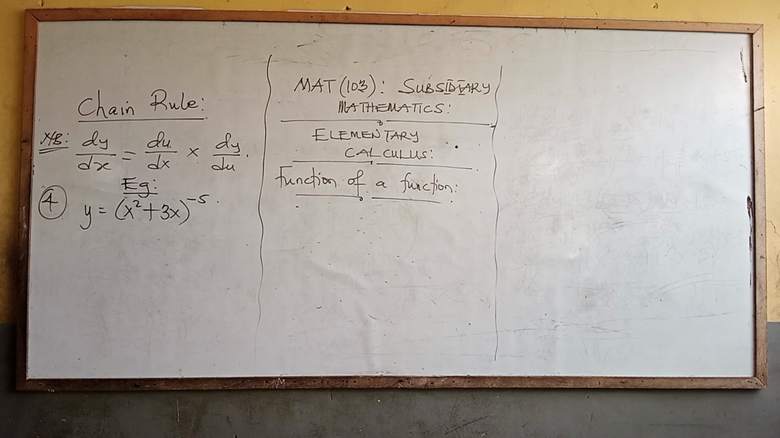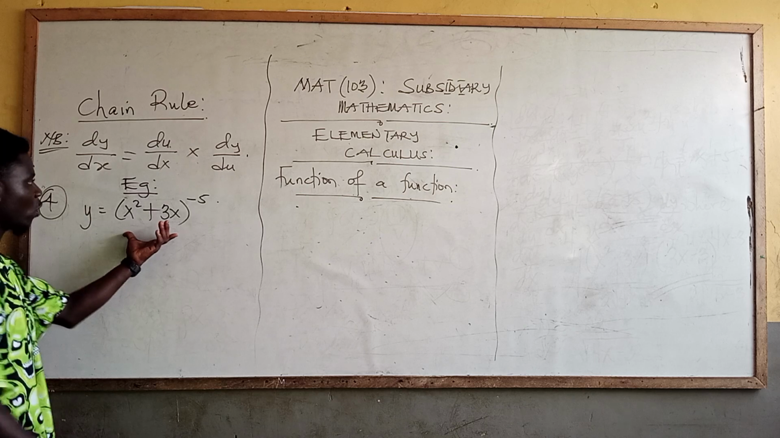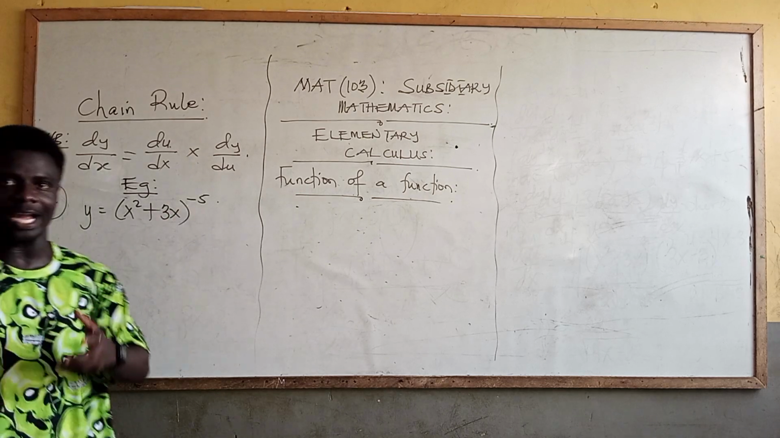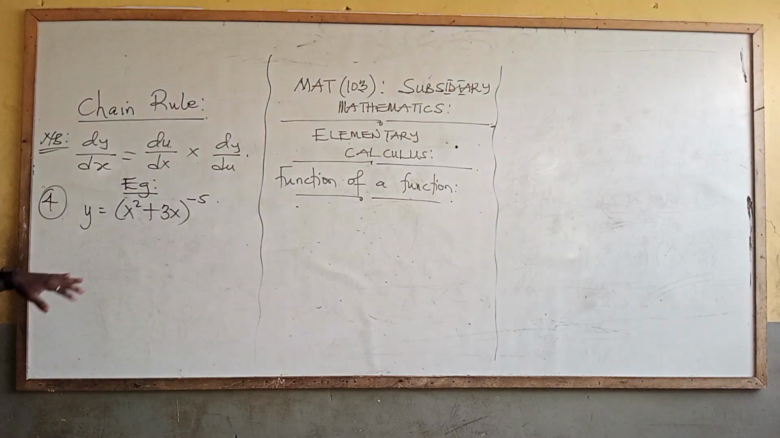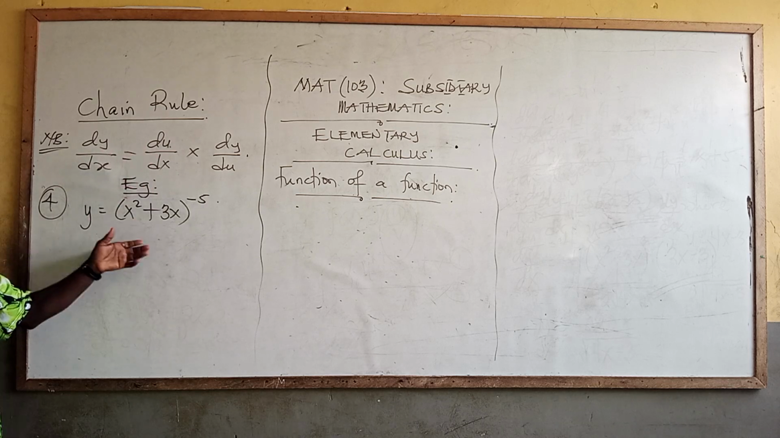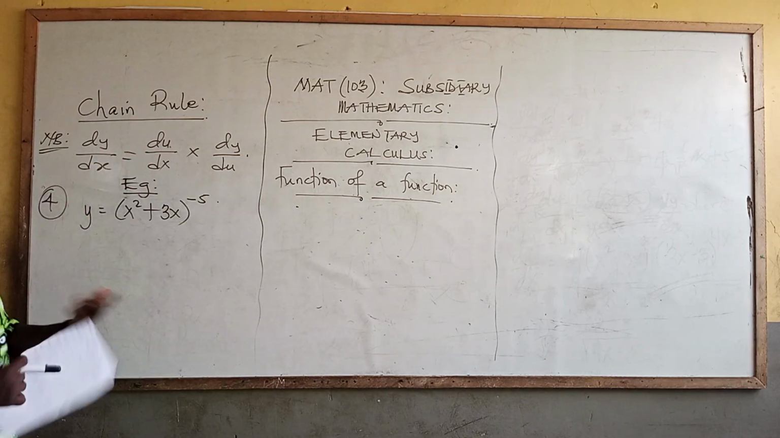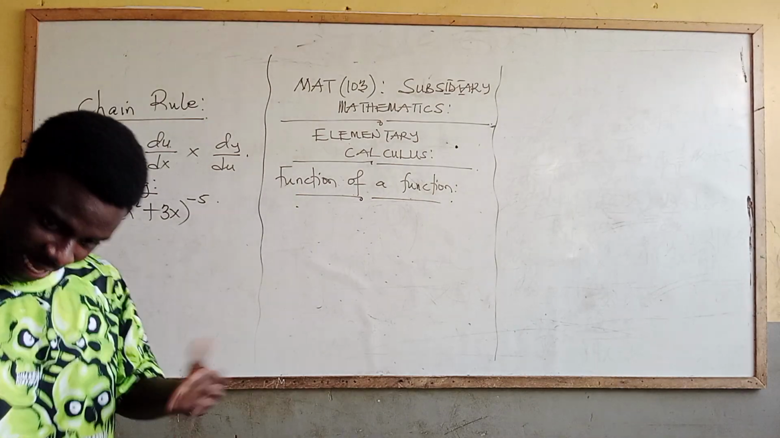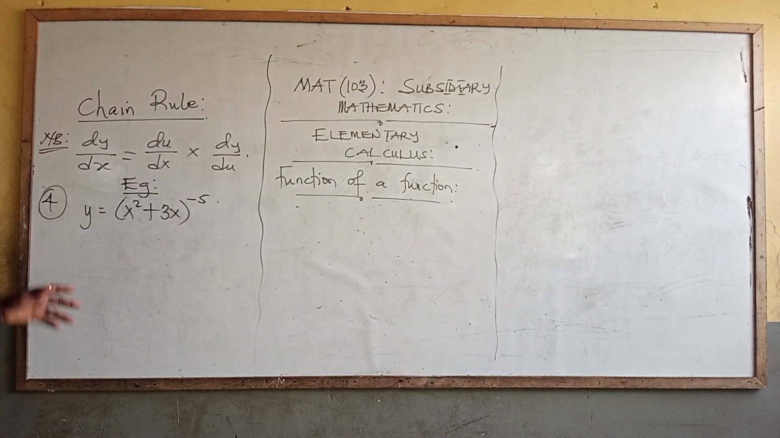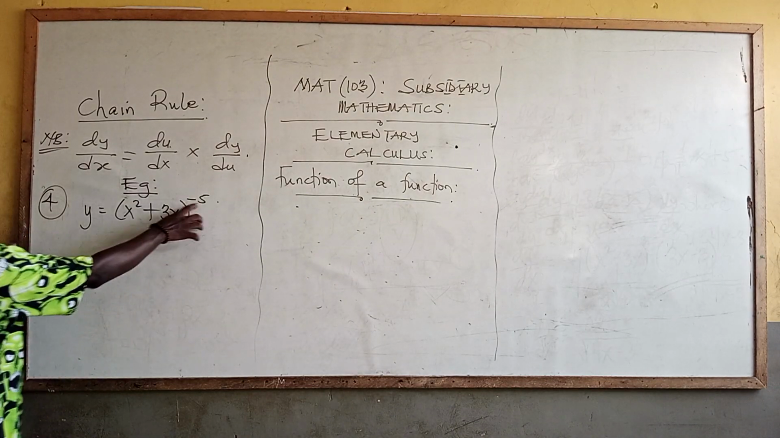So we have a question like this. y equals (x squared plus 3x) to the power of negative 5. Now, if you don't want to use the chain rule, you can differentiate it straight away without using the chain. Maybe when you get that in an objective test, how can you differentiate it straight away?